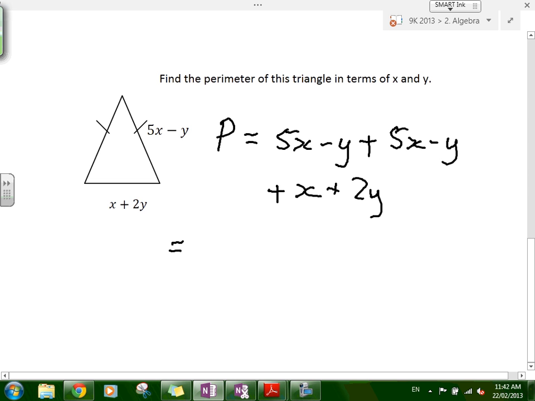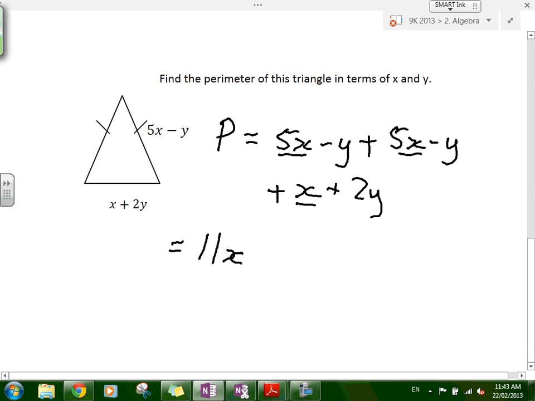Which ones are like terms? Nelson? That's finished. And which ones are like terms? Tell me. What's a like term with 5x? And x. So 5x plus 5x plus x is what? 11x.